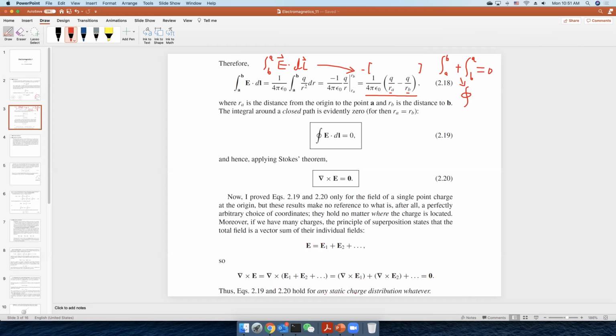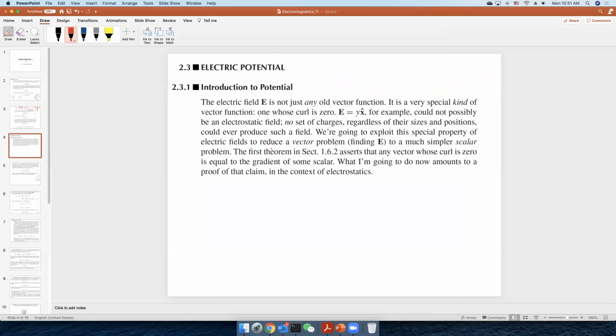So any static charge distribution follows this rule. The curl of the electric field is 0. Okay, so this is the curl of electric field. Now let's start to introduce another concept, which is potential.